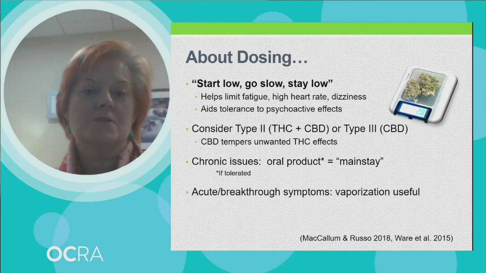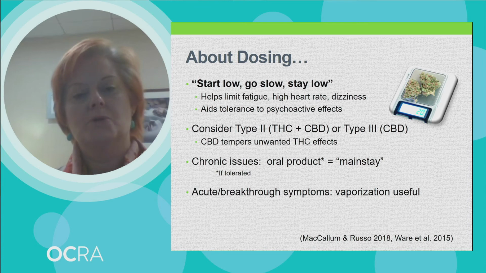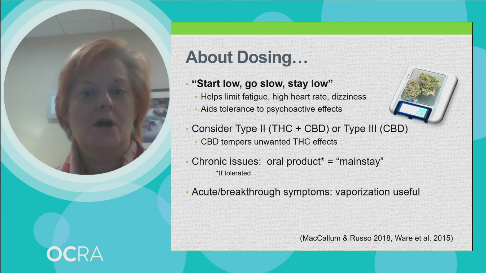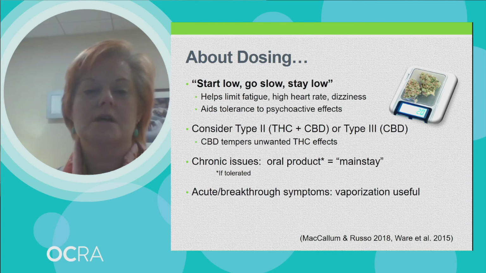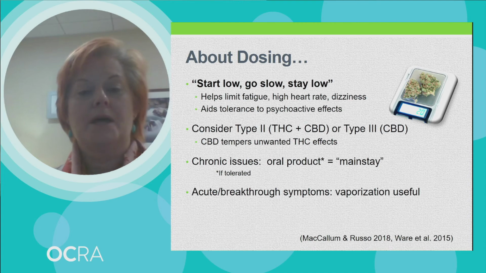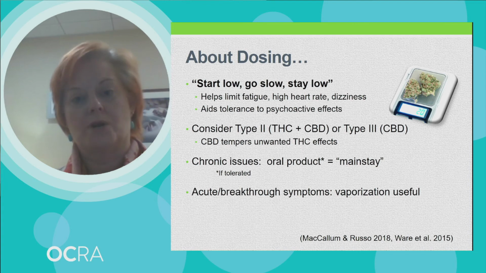You might also consider type 2, or a chemovar that is pretty much similar in its THC and CBD content. Or some people may want to opt only for a type 3, which is just CBD. But knowing that when you have CBD at the same time as THC, the CBD tempers those unwanted psychoactive effects of the THC, and you can be more comfortable. For chronic issues, like chronic pain, some people may find that oral products are a mainstay of therapy because they have such a long duration.